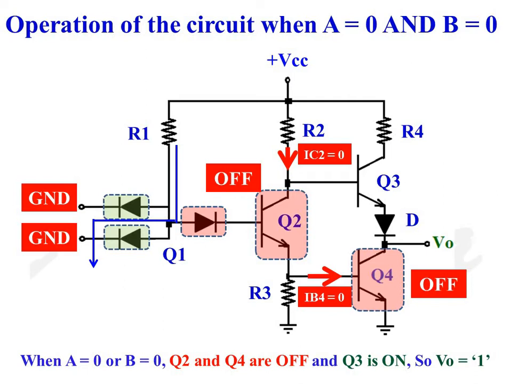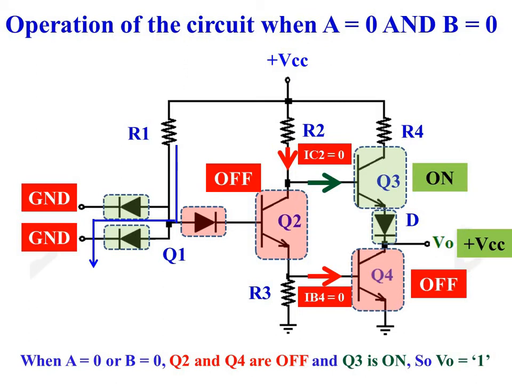As transistor Q2 is off, its collector voltage is equal to plus VCC. So current flows towards the base of transistor Q3, turning on transistor Q3. So transistor Q3 and diode D are turned on. So output is connected to plus VCC through the pull-up resistor implemented using transistor Q3, and output voltage V0 is equal to plus VCC or logic 1.